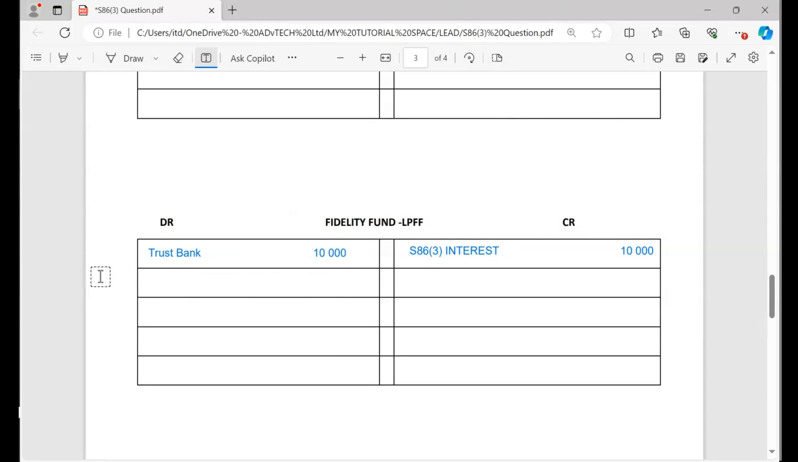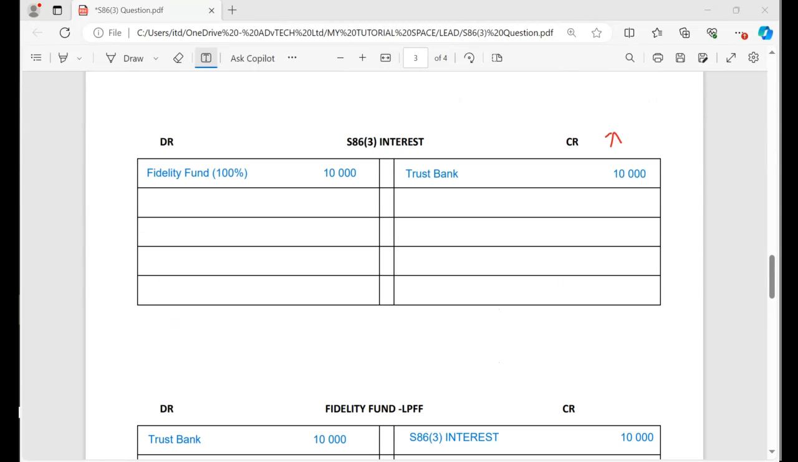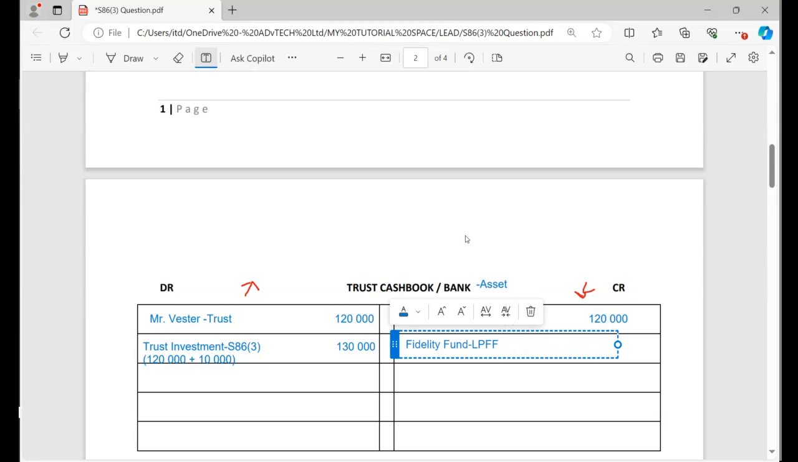But this money must be taken from the trust bank account. So I'm going to go to the debit side and take this money out. So I'm going to say Fidelity side because I'm paying. Can you see now? I'm going to pay my Fidelity here and I'm going to pay them how much? 10,000. Can you see now? Very easy, just like that. So this is how you record.